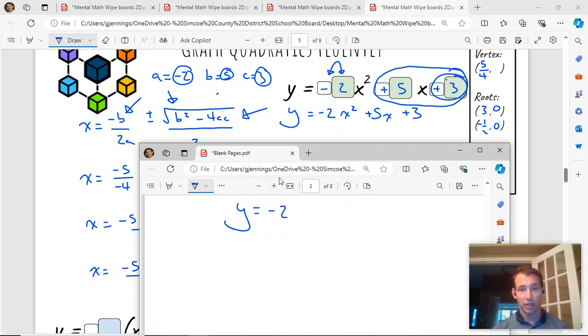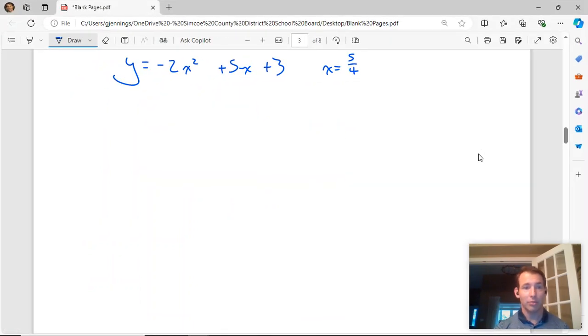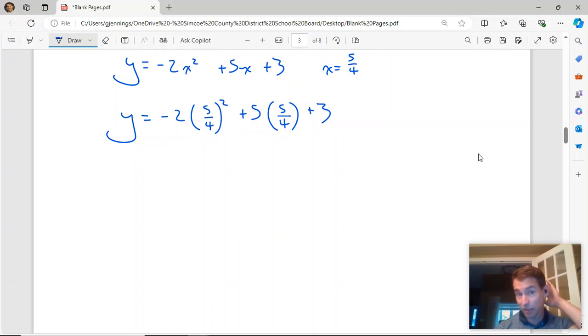y is equal to negative 2x squared plus 5x plus 3. And I know that x is equal to 5 on 4. So now we just sub and solve. 5 on 4 squared is 25 on 16. 25 on 16 times minus 2 is y is equal to minus 25 on 8. 5 times 5 on 4 is plus 25 on 4, plus 3.